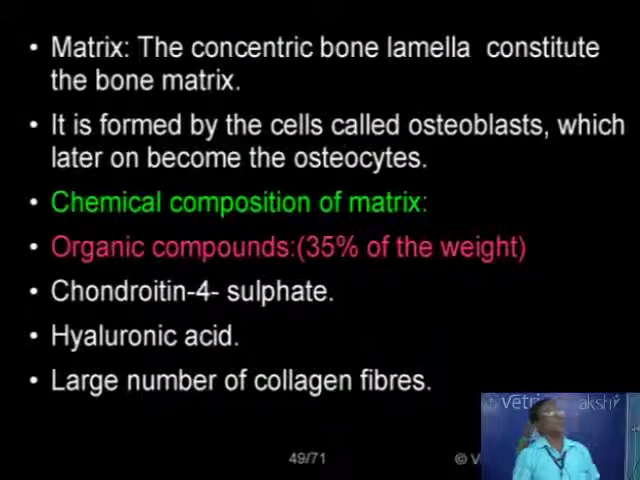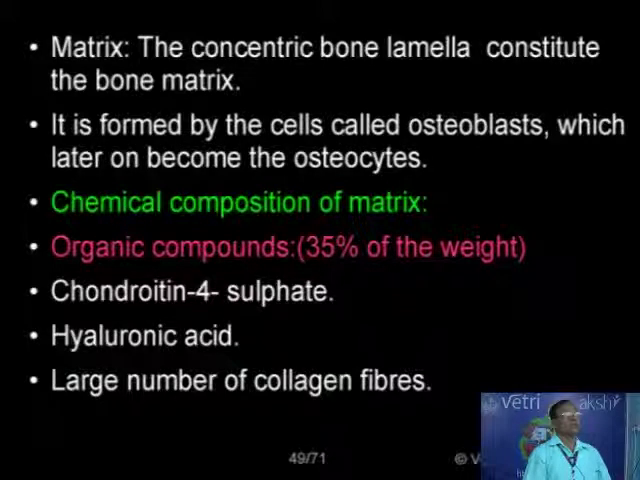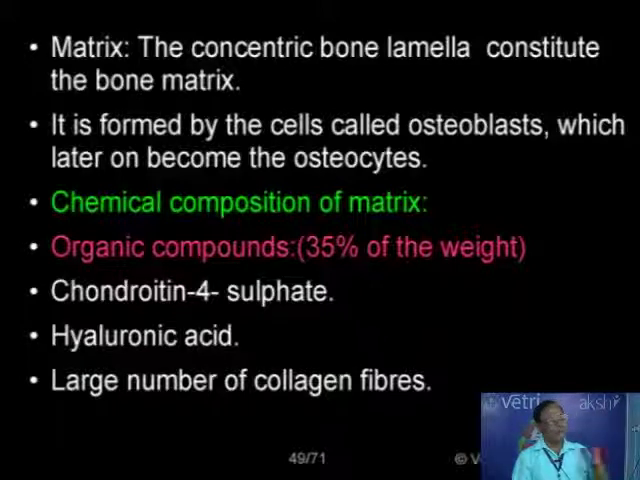Now, what is the nature of the matrix? I mentioned already the matrix is normally arranged in the form of concentric circles, which we call a bone lamella. How is it actually formed? The matrix is produced by the osteoblast cells. To begin with, the cells of the bone are called osteoblasts. They are responsible for the formation and secretion of the matrix. When the matrix has been formed, the osteoblasts become transformed into osteocytes. That is what happens at a later stage of development.